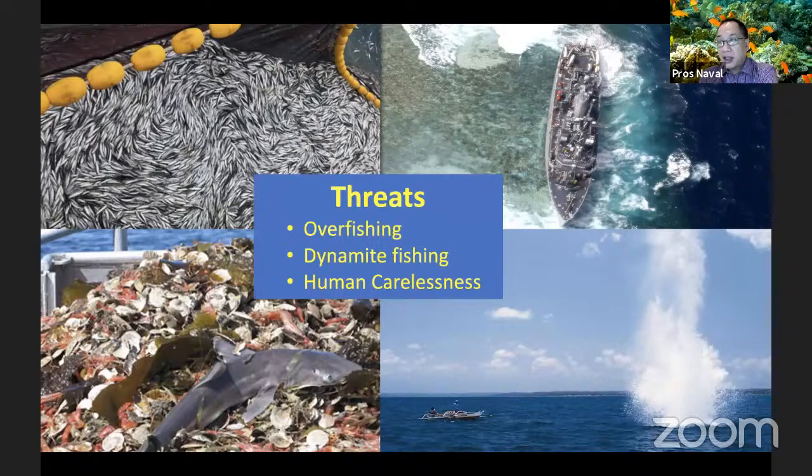Unfortunately, there are numerous threats to biodiversity because of our human tendency to overexploit nature. For example, overfishing, dynamite fishing, and human carelessness all endanger marine sustainability, which affects not only the balance of life in our ocean, but also the social and economic well-being of communities that depend on the sea for their livelihood.